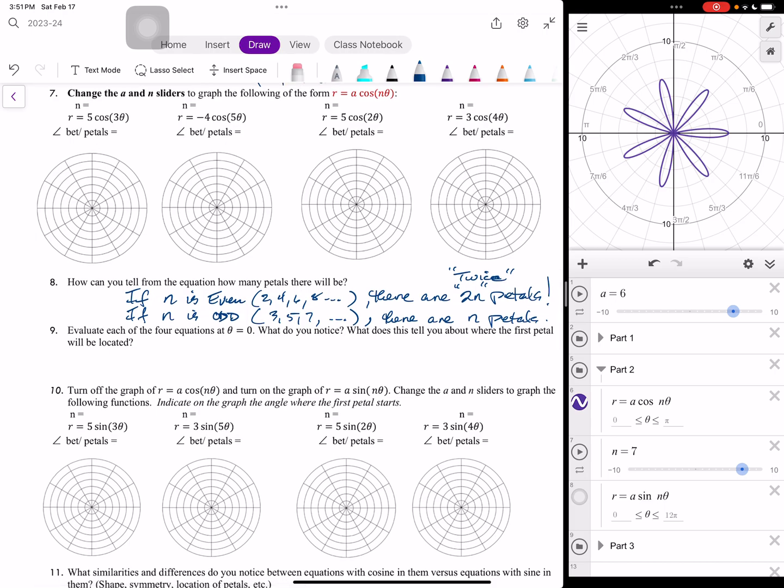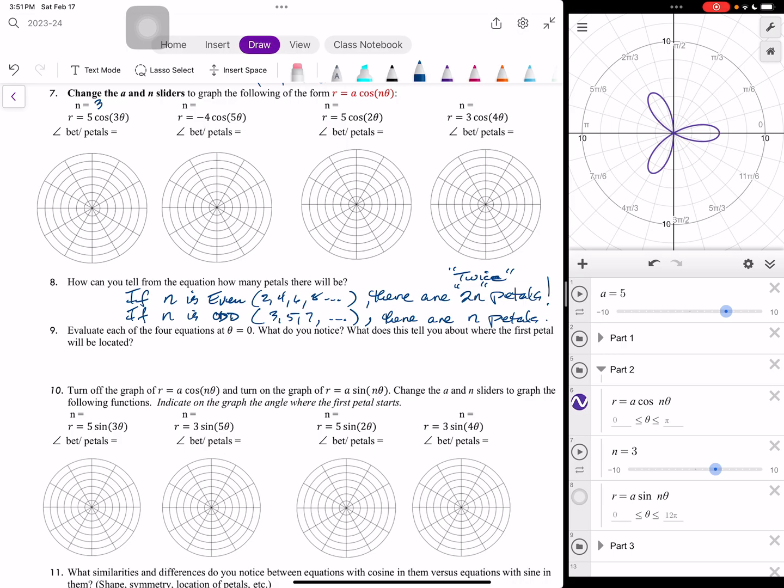Now it says change the a and n sliders to correspond to the following functions. The first one here is a cosine of n theta, so n here is 3. So n is 3, a is 5, so let's change a to 5. I'm going to change n to 3. Take a look at what we have here. On this one we have a 3-petal rose, and we'll figure out the angle between the petals in a minute. Notice that it starts on the x-axis.